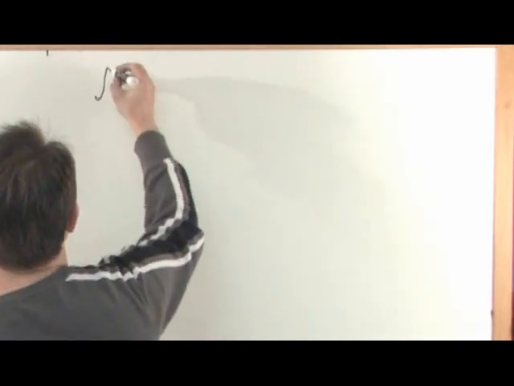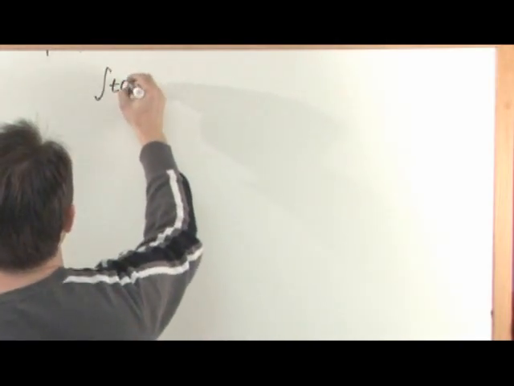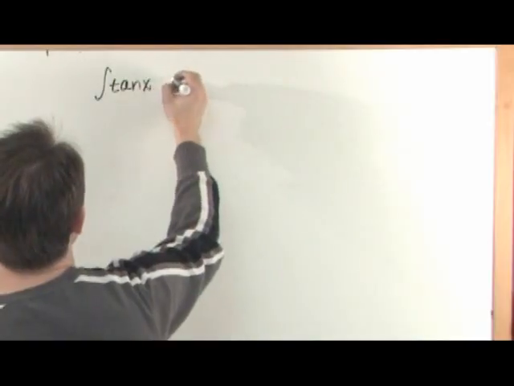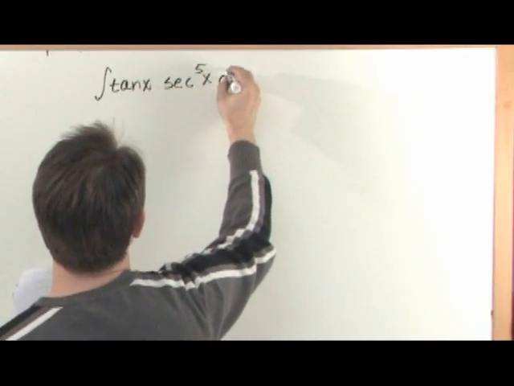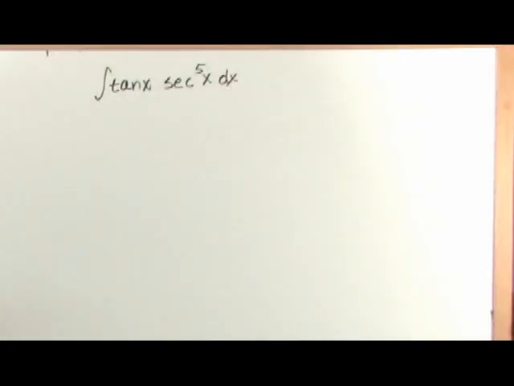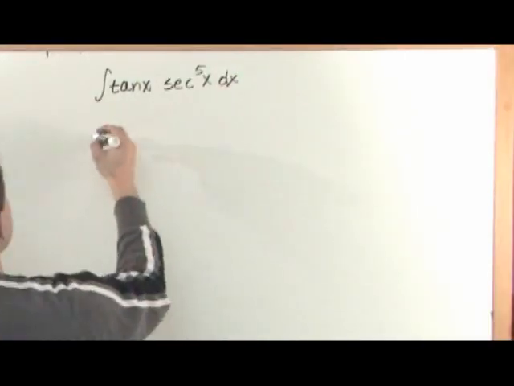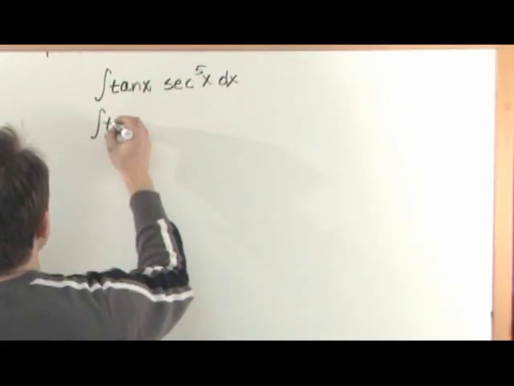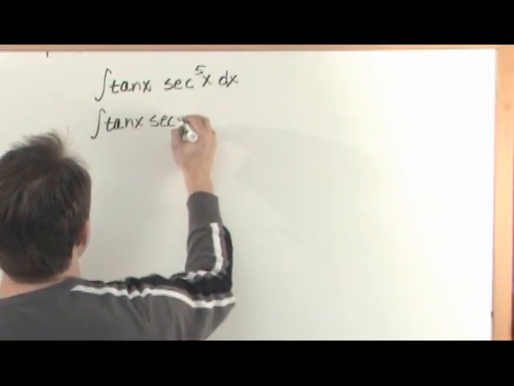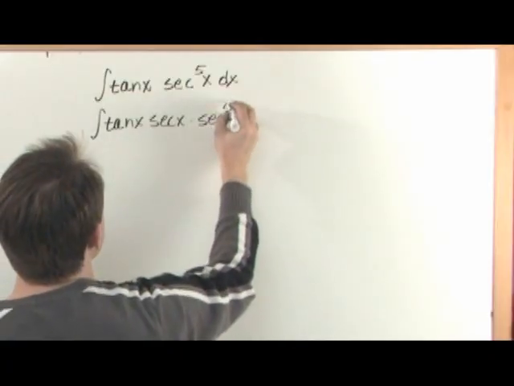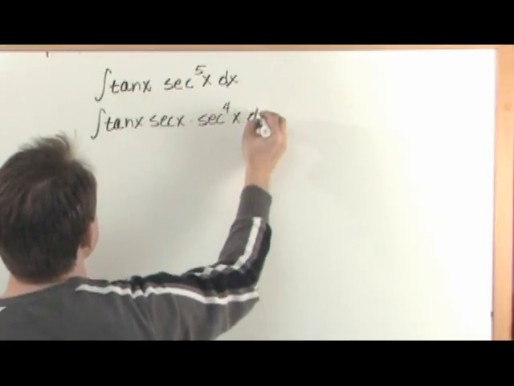So, next problem: the integral of tangent x times secant to the 5th power of x dx. We want to go ahead and do that, okay? The first thing I'm going to do is rewrite this, and I'm going to show you something kind of clever. Tangent of x, now I'm going to rewrite the secant as secant of x times secant to the 4th power of x dx.